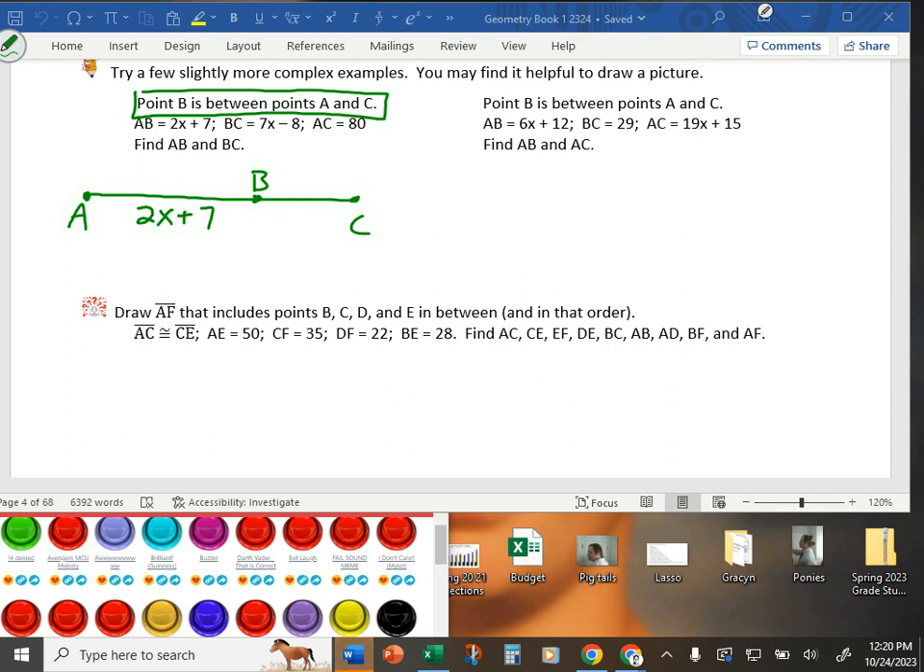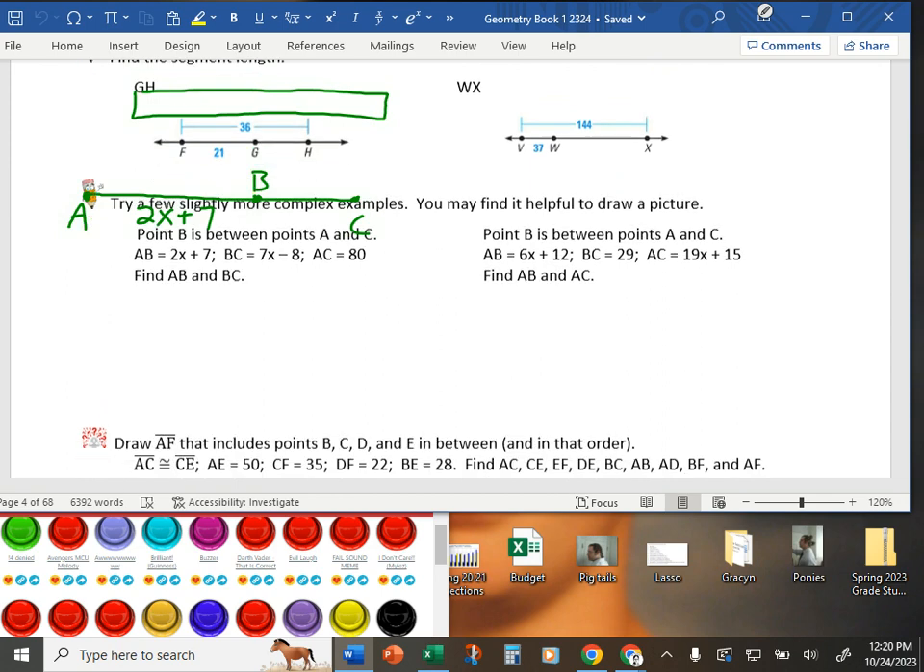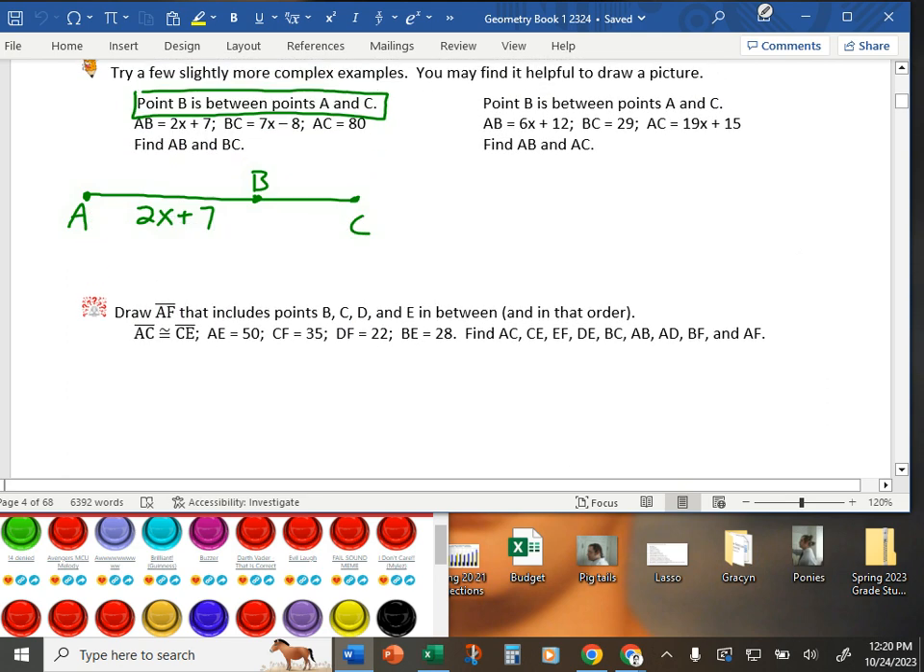Right? From A to B is 2x plus 7. And notice here, I'm writing it right in the middle of A and B. That's how you can tell when a measurement refers to a specific part. It's written in the center of it. Like up here, when we had 37, we knew it was V to W because it's written in between them. We knew that 144 is between V and X. It's written between them. Also, it's got the brackets to help us there, right? But values are written in between the points that they correspond with.